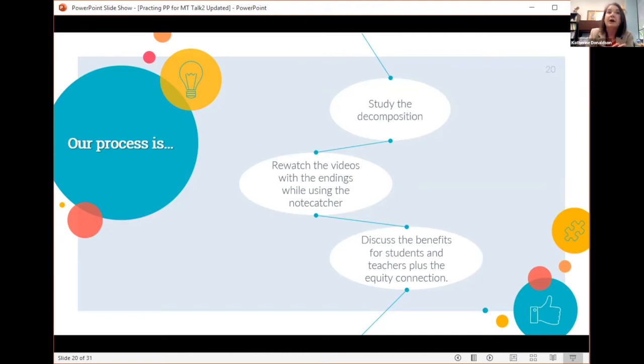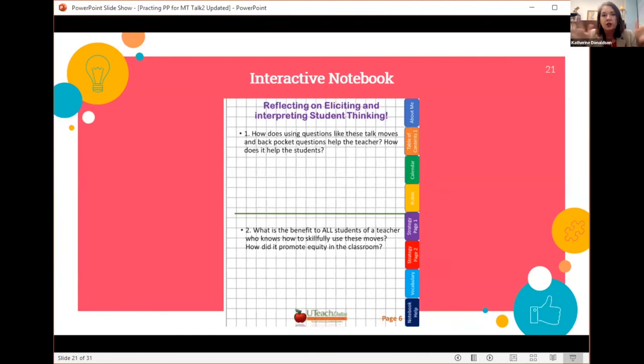And then we talk about the benefits for students and teachers with the questioning and the equity connection. And so our notebook slide looks like this. And again, we'll give you the notebook templates and everything. How does using questions like talk moves and back pocket questions help the teacher? How does it help the students? What's the benefits to all of the students of a teacher who knows how to skillfully use these moves?